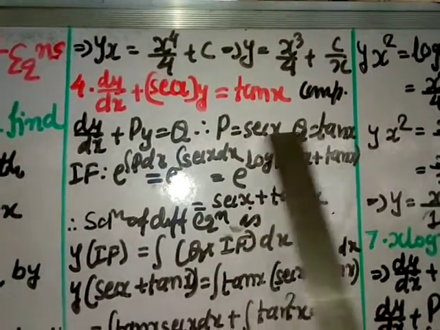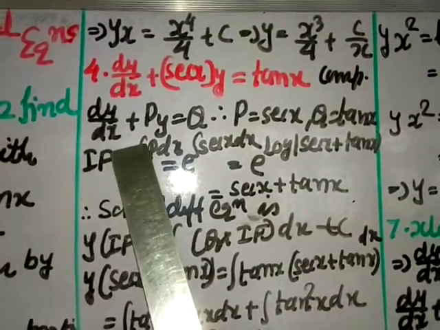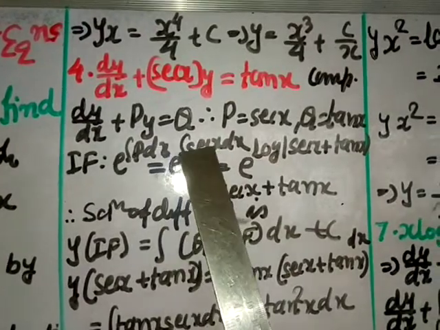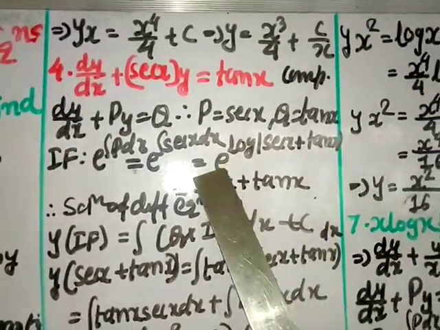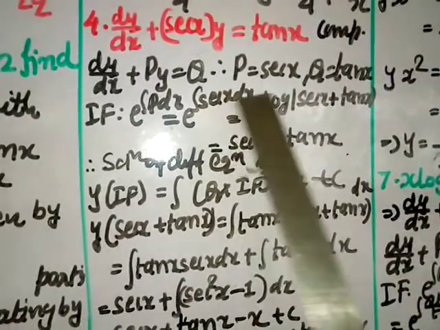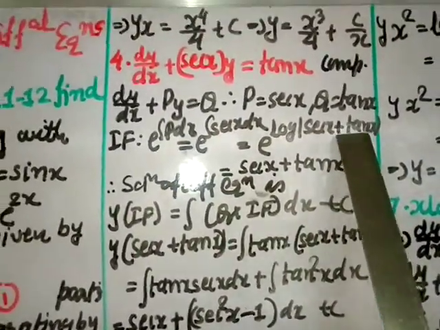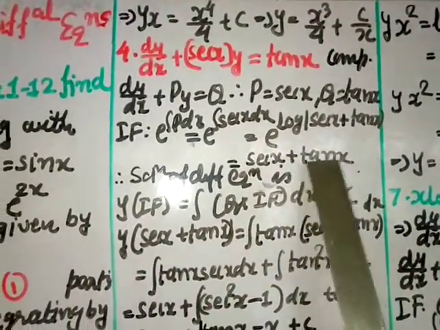Now the integrating factor is e^(∫P dx), so e^(∫sec x dx), and the integral of sec x is log(sec x + tan x). E and log will cancel each other, so instead of x you have sec x + tan x. So that is my integrating factor.